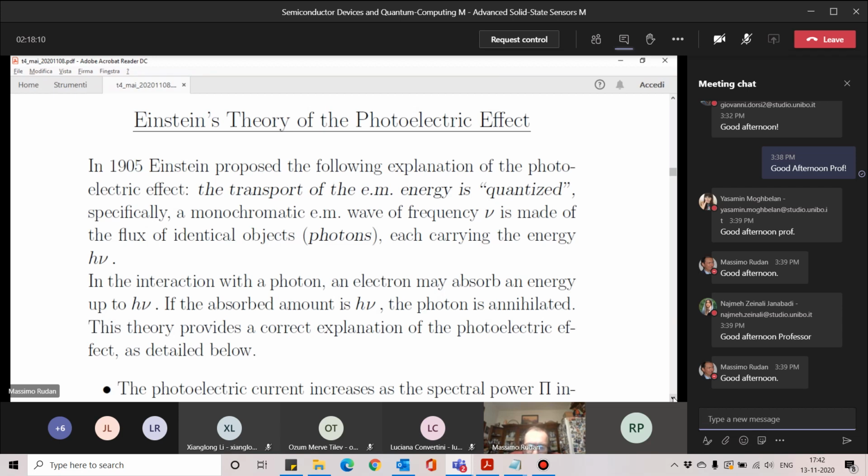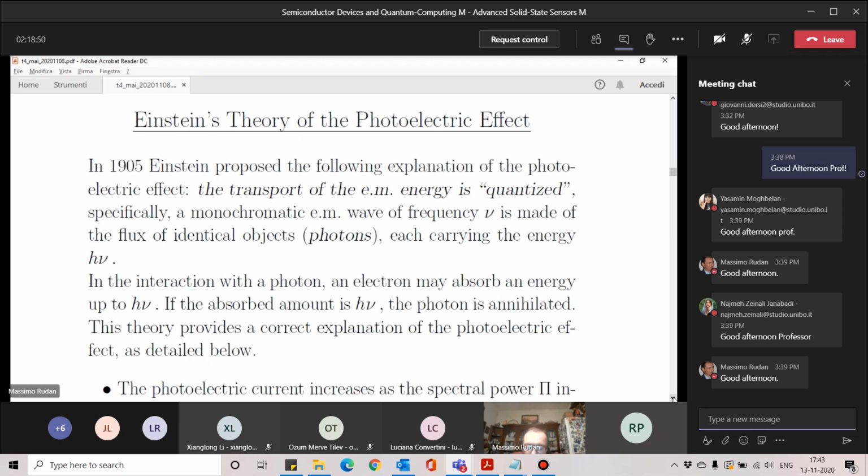Given that, we can explain the photoelectric effect by stating that when the photon interacts with the electron of the cathode, the electron may absorb energy from the photon. It may also absorb 100% of the energy of the photon. If that happens, the photon is destroyed. It doesn't exist anymore. It is annihilated. Okay?